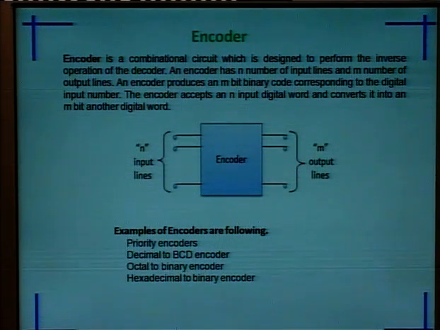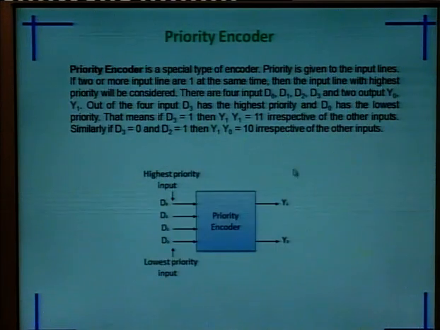If 2 or more switches are on at the same time, then this priority encoder will identify which of those should be available at the output. You can see the same thing with the help of this block diagram of a priority encoder. Here we have D0 to D3, these are the 4 inputs, and 2 outputs. D0 has the lowest priority input and D3 has the highest priority input.